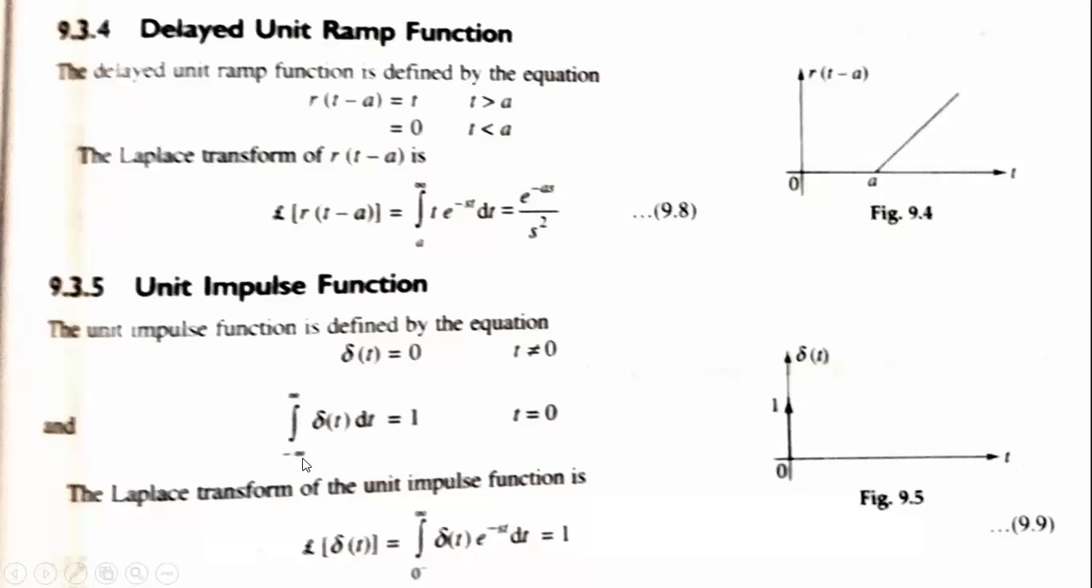Whenever you are applying the limit, instead of 0 minus it should be minus infinity to infinity. So the integral of delta of t dt is equal to 1 whenever t is equal to 0. If t is equal to 0, then only it will be treated as 1; otherwise, t is not equal to 0. In this way you can apply the Laplace to the unit impulse function: the integral from 0 to infinity of delta of t e raised to the power minus st dt is equal to 1.